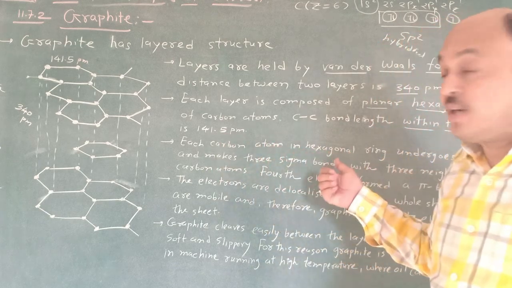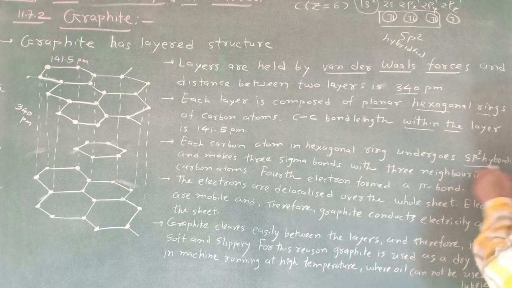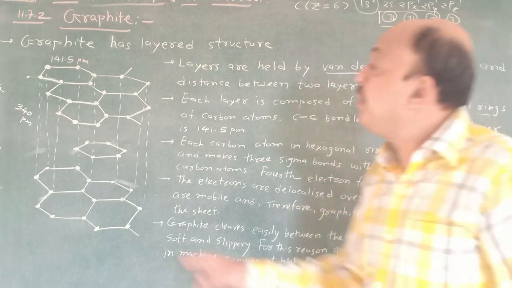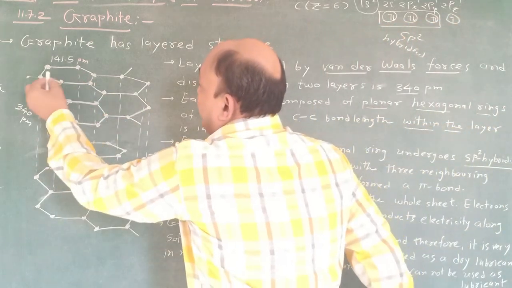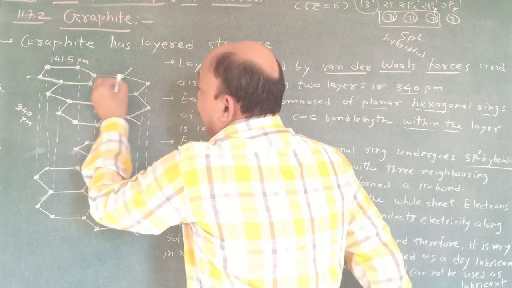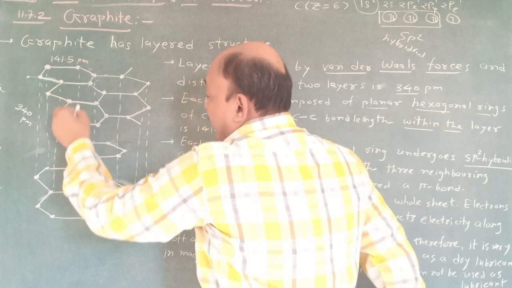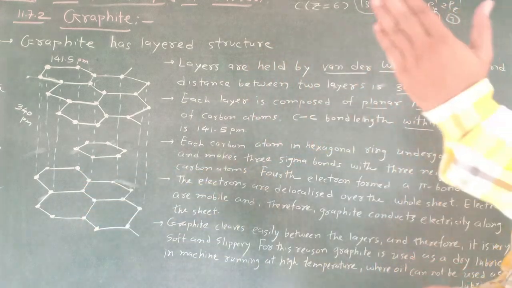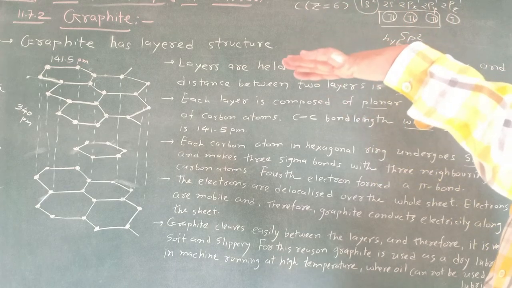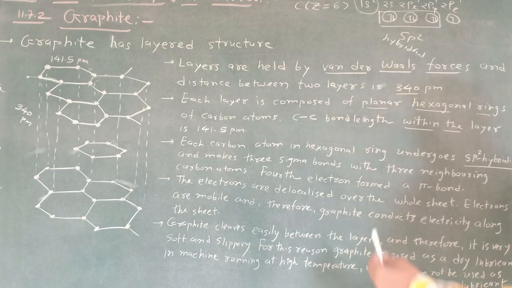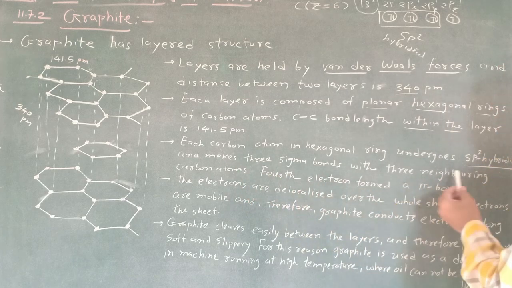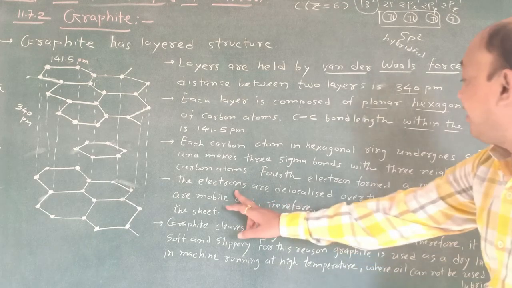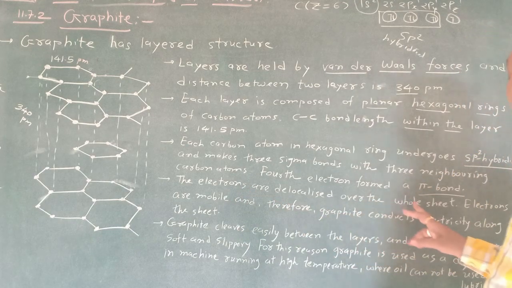Each carbon atom in the hexagonal ring undergoes sp2 hybridization, that I explained here, and makes 3 sigma bonds. So they form 3 sigma bonds. Suppose this carbon is there, so this is 1, 2 and 3. So 3 sigma bonds, and another pi bond is bonded with another layer containing carbon atoms, just like in benzene, planar is there, due to that overlapping occurs. 3 sigma bonds with 3 neighboring carbon atoms. The fourth electron forms a pi bond. The electrons are delocalized over the whole sheet.